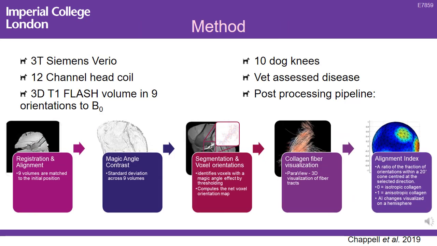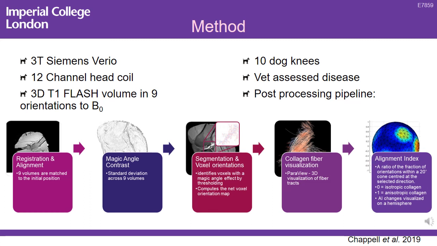In conjunction with the Royal Veterinary College London, ethical approval was granted to include in the study larger dog breeds euthanised at the vet hospital where owners had given permission for a post-mortem examination. The knees were scanned on a 3 Tesla MRI scanner in the head coil using the 3D T1 flash sequence at 9 orientations to the magnetic field.